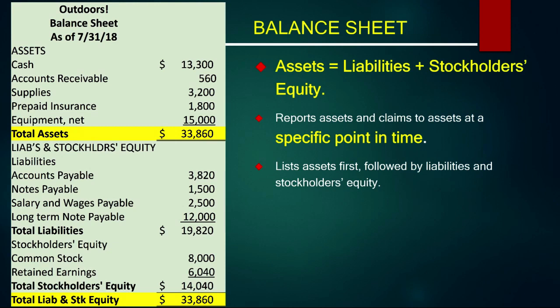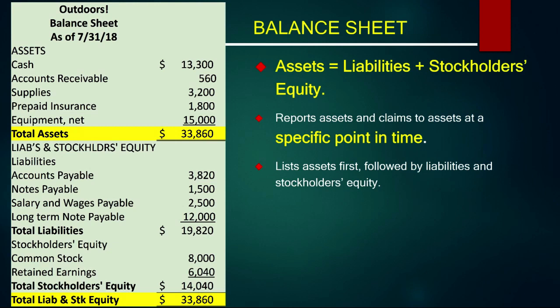The balance sheet reports assets and claims to assets, liabilities, stockholders' equity at a specific point in time. So remember, the income statement and the retained earnings statement covered a period in time. What were the sales for the month of July? The balance sheet says at the end of the month, in this example, July 31st, 2018, what was the balance in the cash account? And it was $13,300. It wasn't the average balance, it is the balance at the end of the month.